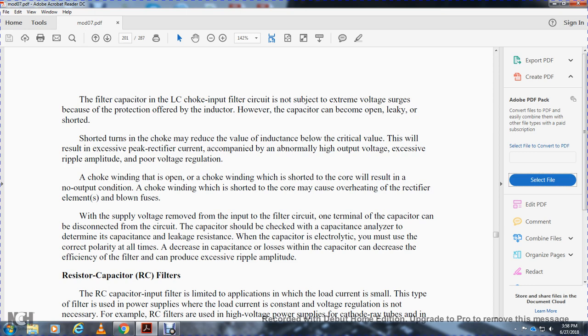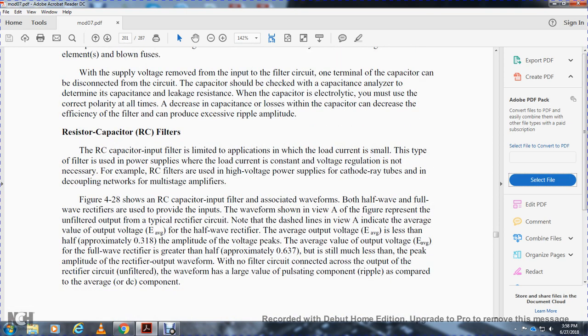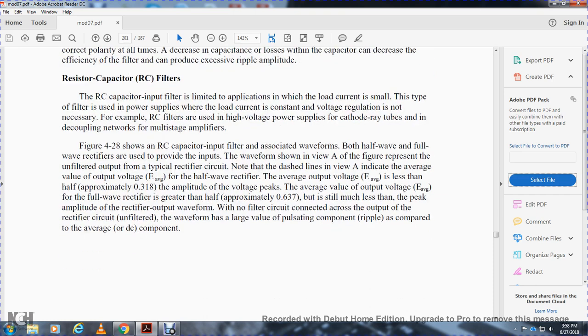A decrease in capacitance or loss of the capacitor can decrease the efficiency of the filter and can produce excessive ripple amplitude. Now, resistor-capacitor filters. Resistor-capacitor input filters have limited action and are used in applications with light load current, being the simplest type of filter. They suit power supplies where the load current is constant and voltage regulation is not necessary. For example, resistor-capacitor filters are used in high voltage power supplies for cathode ray tubes and in decoupling networks in multi-stage amplifiers.